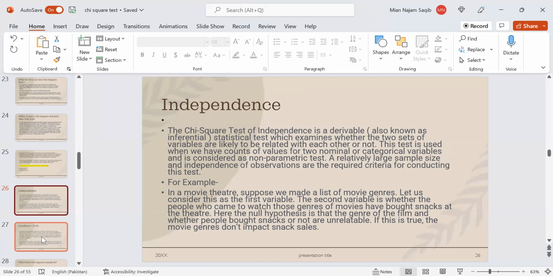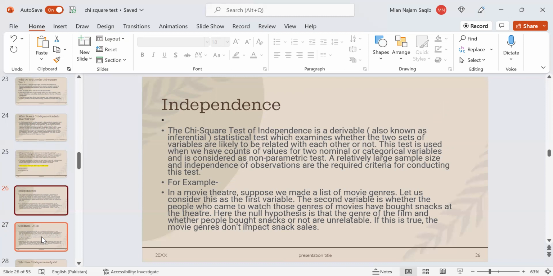Independence. The chi-square test of independence, also known as an inferential statistic test, examines whether two sets of variables are likely to be related to each other or not. This test is used when we have counts of values for two nominal or categorical variables and is considered a non-parametric test. A relatively large sample size and the independence of observations are the required criteria for conducting this test.